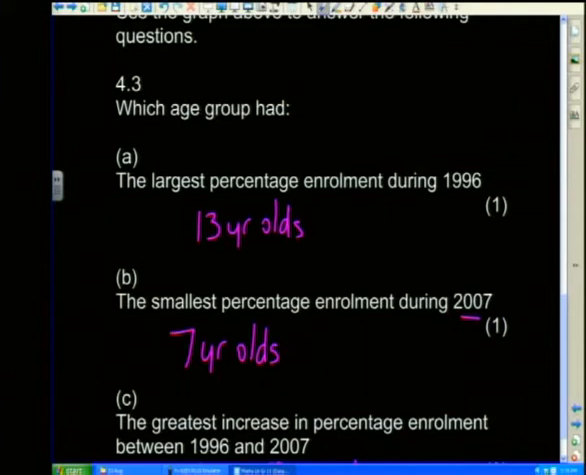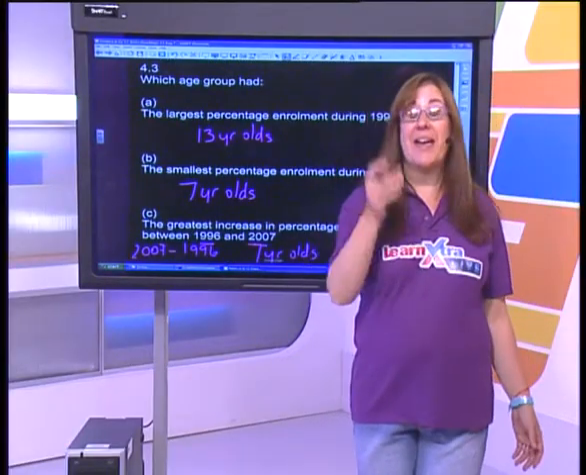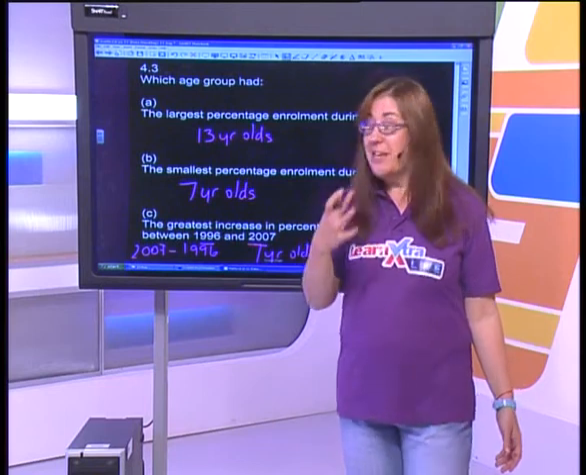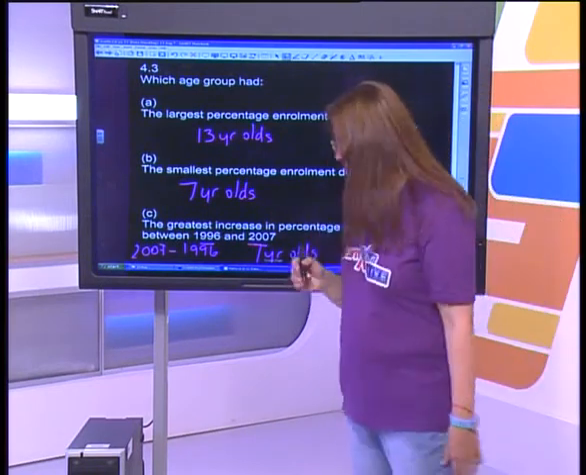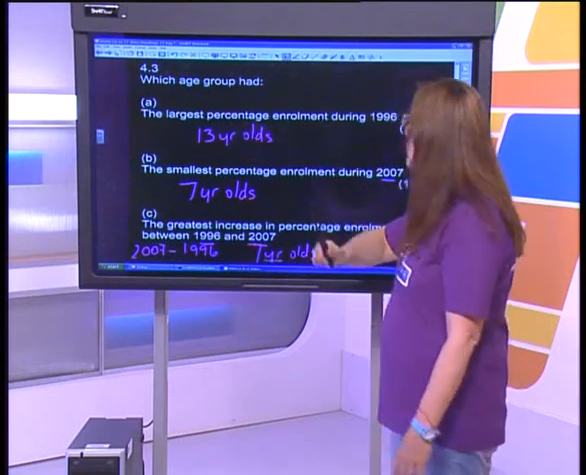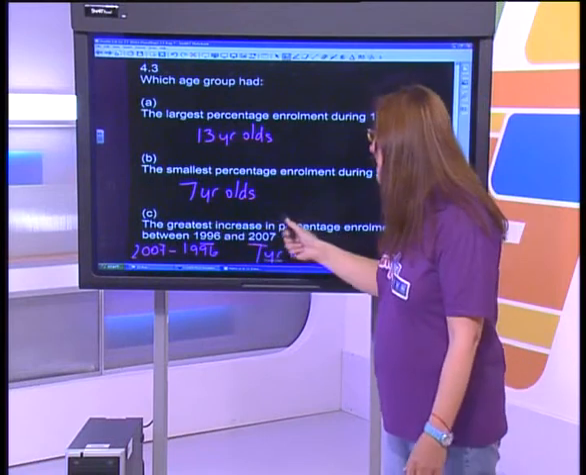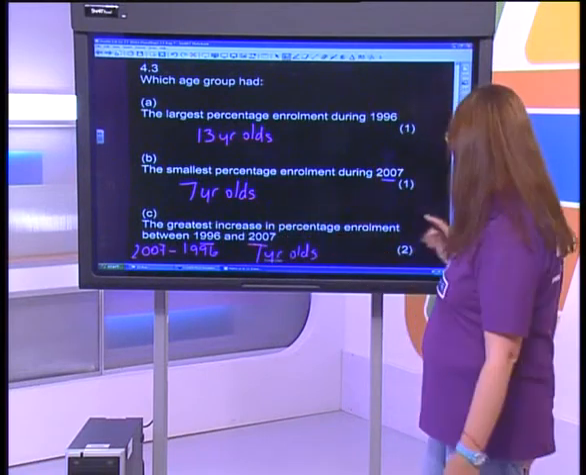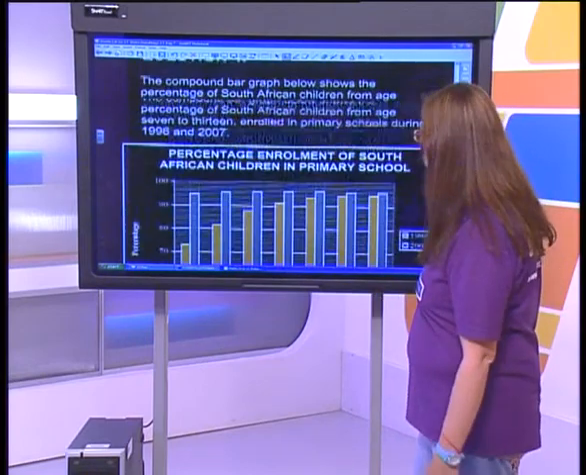I think I jumped the gun there and did the questions kind of out of order. But that happens. So that's where it's important, guys, to actually go back and reread the question and make sure that you've actually answered what they're asking and I didn't put the answer in the wrong place. So we've got the largest percentage enrollment, we've got the smallest percentage enrollment, and we've got the greatest increase in percentage enrollment between the 2 years. Let's see what else they want us to know about this question.